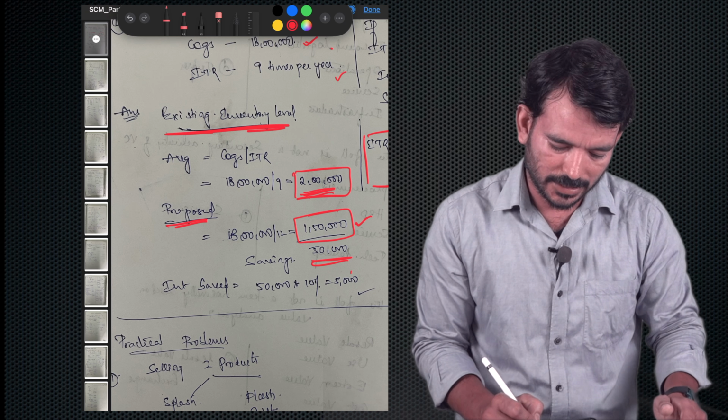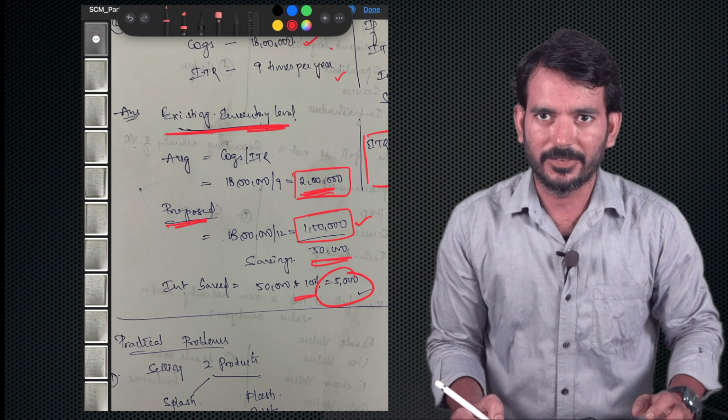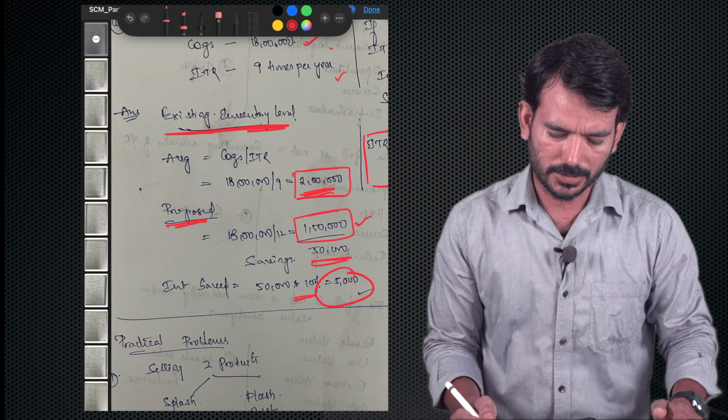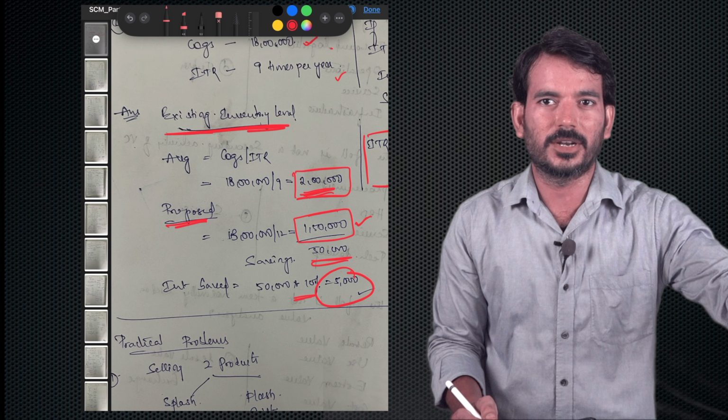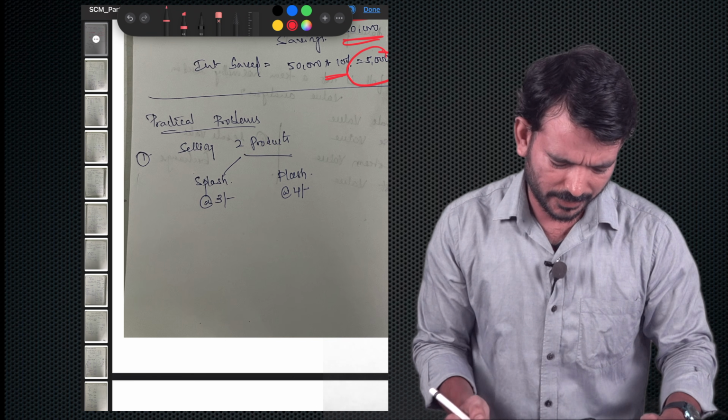So you are saving 50,000 rupees in the value of the inventory. Your investment cost is, as I said, 10%, that is the interest rate. So 5,000 will be the saving if you can increase your inventory turnover ratio to 12, which means that you sell your asset quickly. That's the point here. That's question number one, a very simple question.